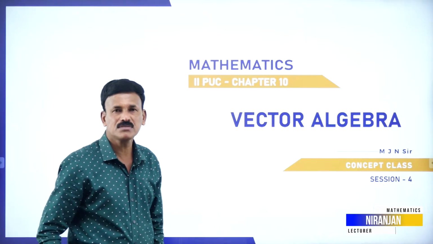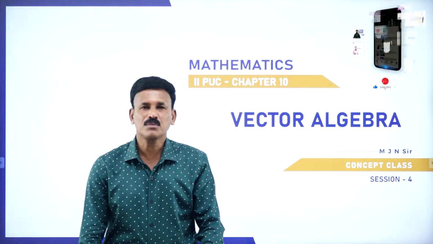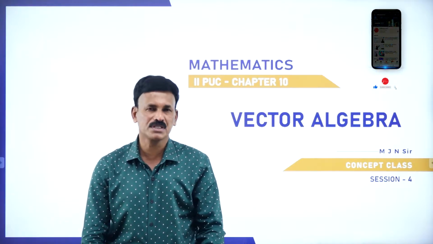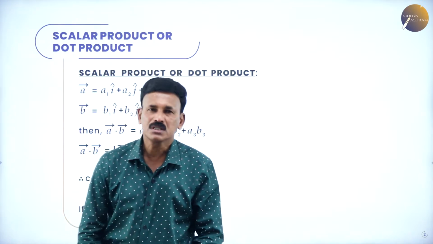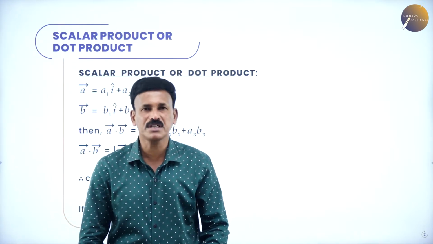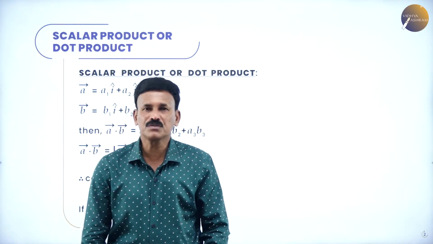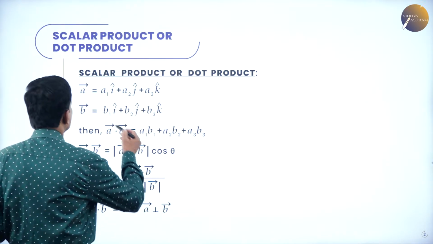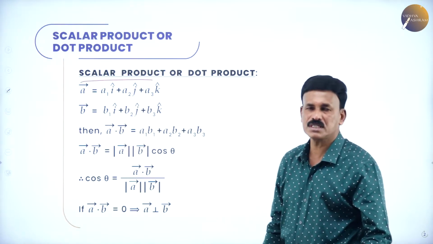Now in the previous class we discussed the addition and subtraction operations on vectors, finding the unit vectors, and the problems based on that. Now in this session I am going to discuss a very important concept, that is the product of two vectors. In matrices we have the product of two matrices, whereas in vectors we have the product of two vectors as the dot product. The dot product is also called the scalar product.